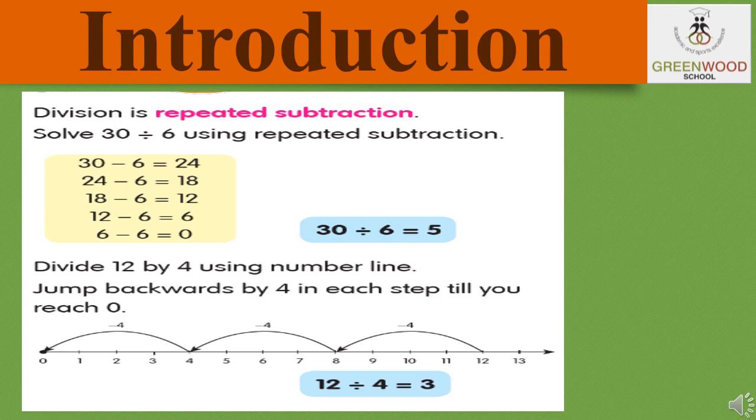So if I jump 4 numbers from 12, I'll reach 8. From 8 I'll reach 4, and 4 to 0. So how many jumps can you see? 3 jumps. So I can say that 12 divided by 4 is equal to 3. Here 12 is the dividend, 4 is the divisor, and 3 is the quotient.